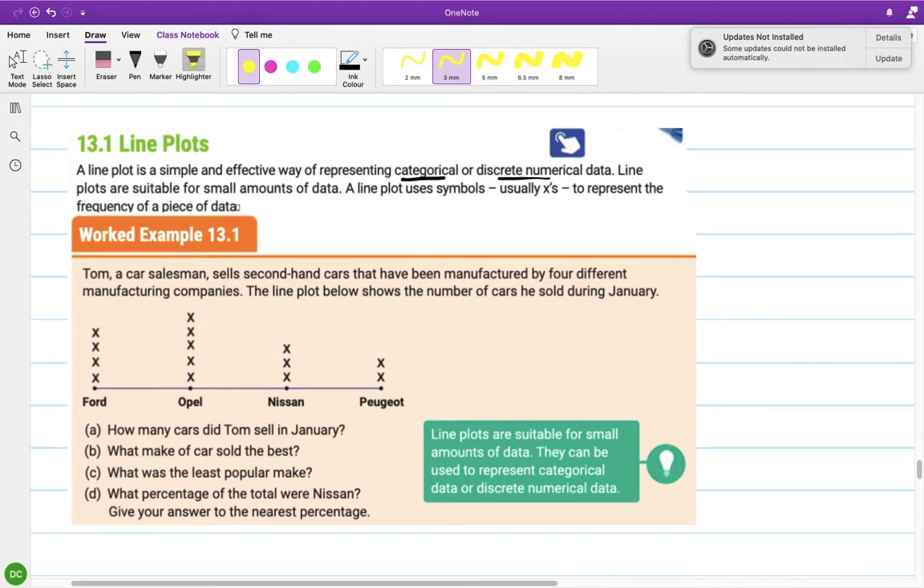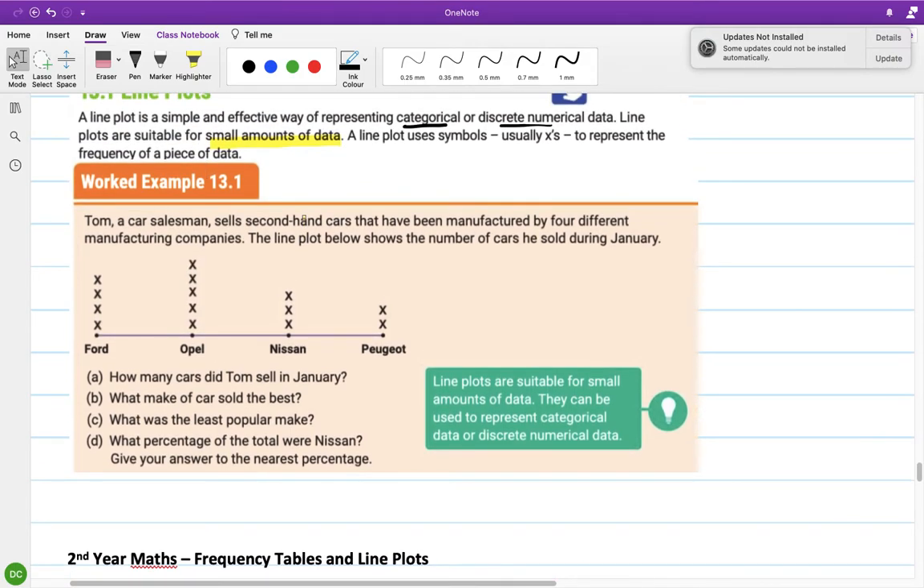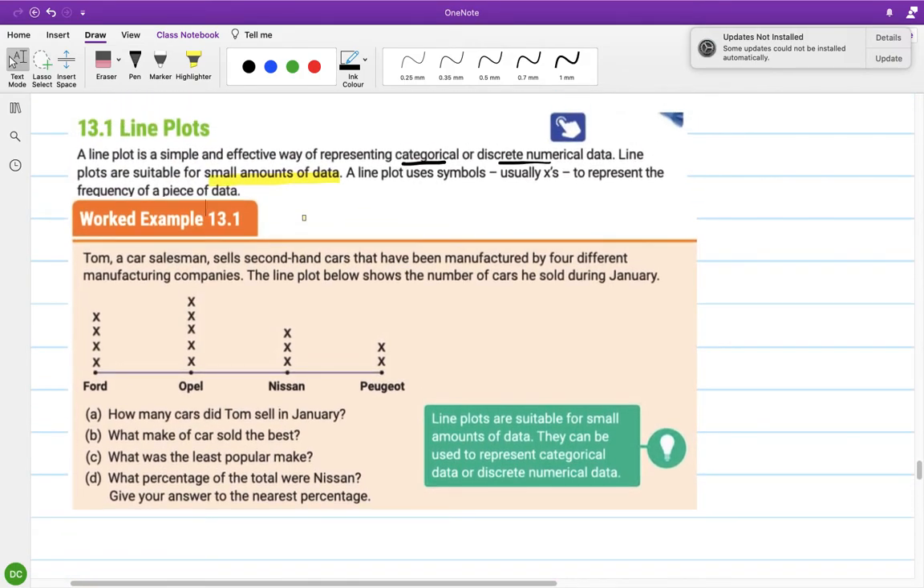It's important to note that line plots are useful for small amounts of data. When the data points get large, when there's a lot of them, really a line plot sort of falls apart. So it's just not viable. But it's a nice easy graph to read. Each of the X's represents one thing. In this case, they're cars. So this represents one Ford car, this represents a second Ford car and a third Ford car, and so on.